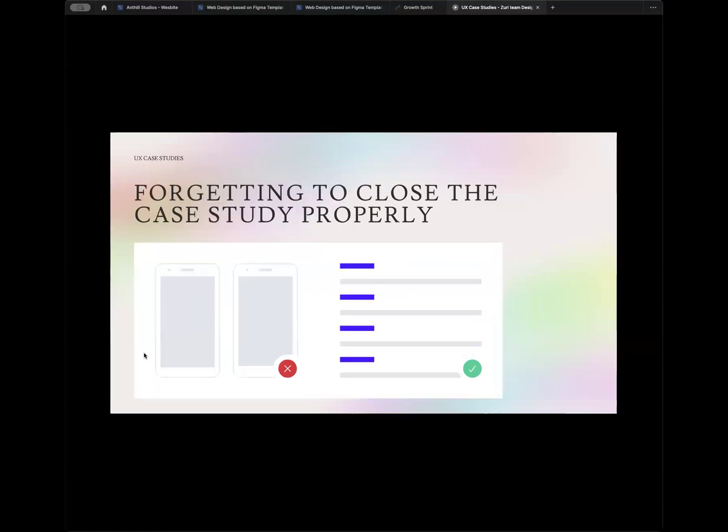Don't forget to close your case study properly. Give us a proper ending. Talk about your outcomes properly. Talk about the conclusion properly. Tell us what you've learned. Tell us what you're going to do differently next time. Help us feel that you're human. Help us feel that you actually went through this range of emotions and you've come back strong. You've come back one project wiser, you know.